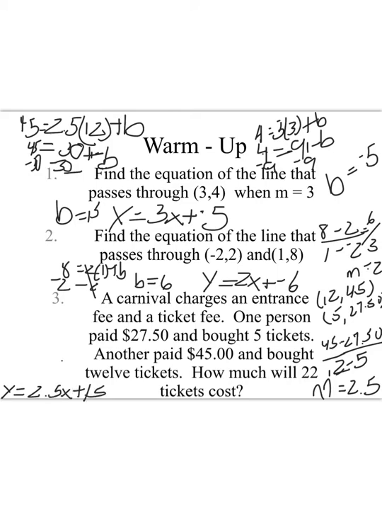But that's not my final answer because they want to know how much 22 tickets are going to cost. So we're going to plug 22 in everywhere we see x. 22 times 2.5 will give me 55 plus 15. So the cost of 22 tickets will be $70. And again, I know I wrote all over that. I do apologize. Unfortunately, it's very hard to write smaller on the iPad.